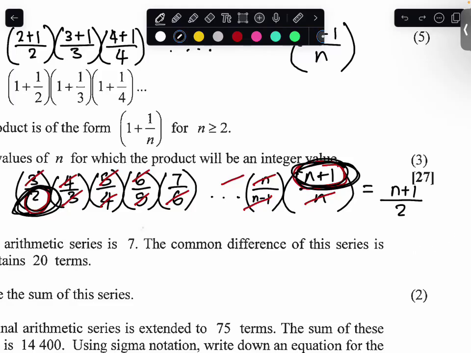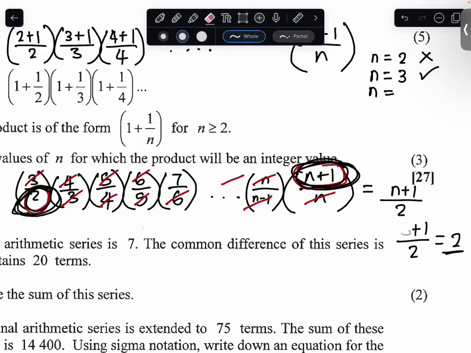Let's test the next number, 3. 3 plus 1 all over 2, that gives me a 4 over 2, which gives me 2. That is an integer. So the first number we tested was 2. Second number, this was not an integer. Second number we tested was 3. That was an integer. Let's test a few more, right? So let's test the number 4. So 4 plus 1, that gives me 5 over 2. That can't be simplified, so that is not an integer. So this is going to be 4, doesn't work.